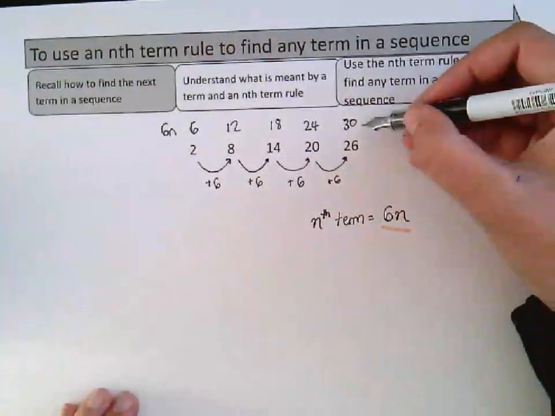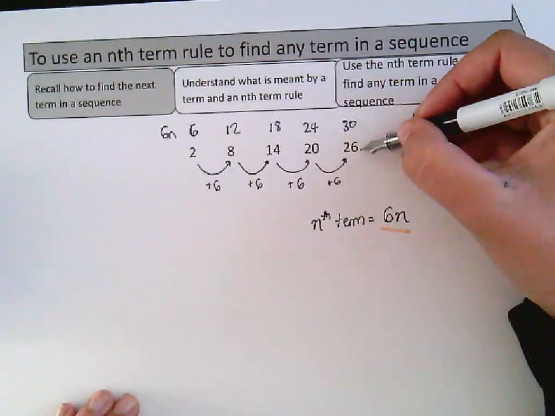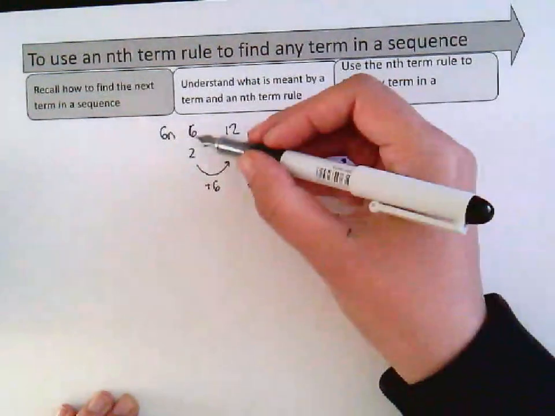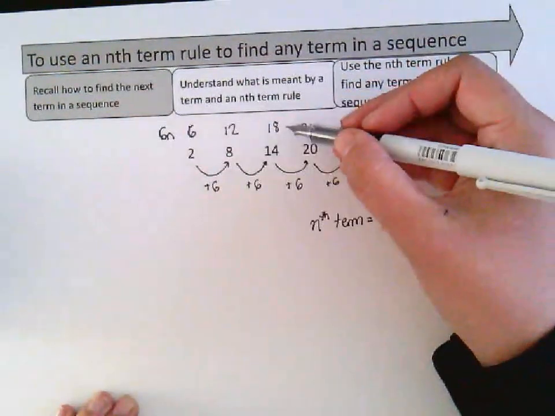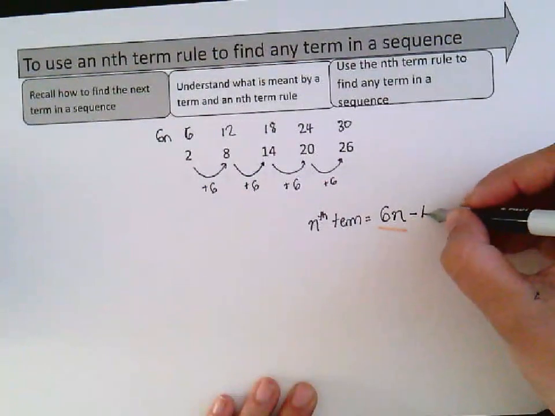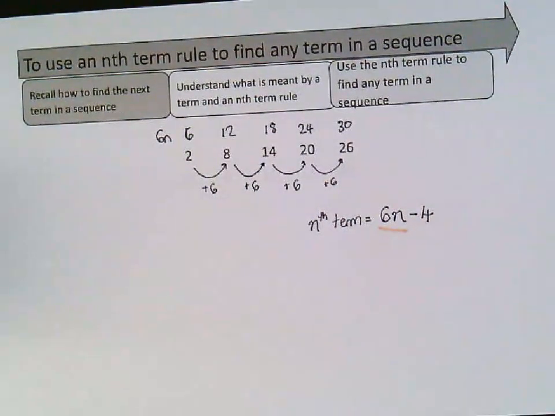Now, that's the sequence I currently have. This is the one I want. How do I get from this sequence to this one? And I can see it goes down by 4 each time. So that is why it ends with take away 4.